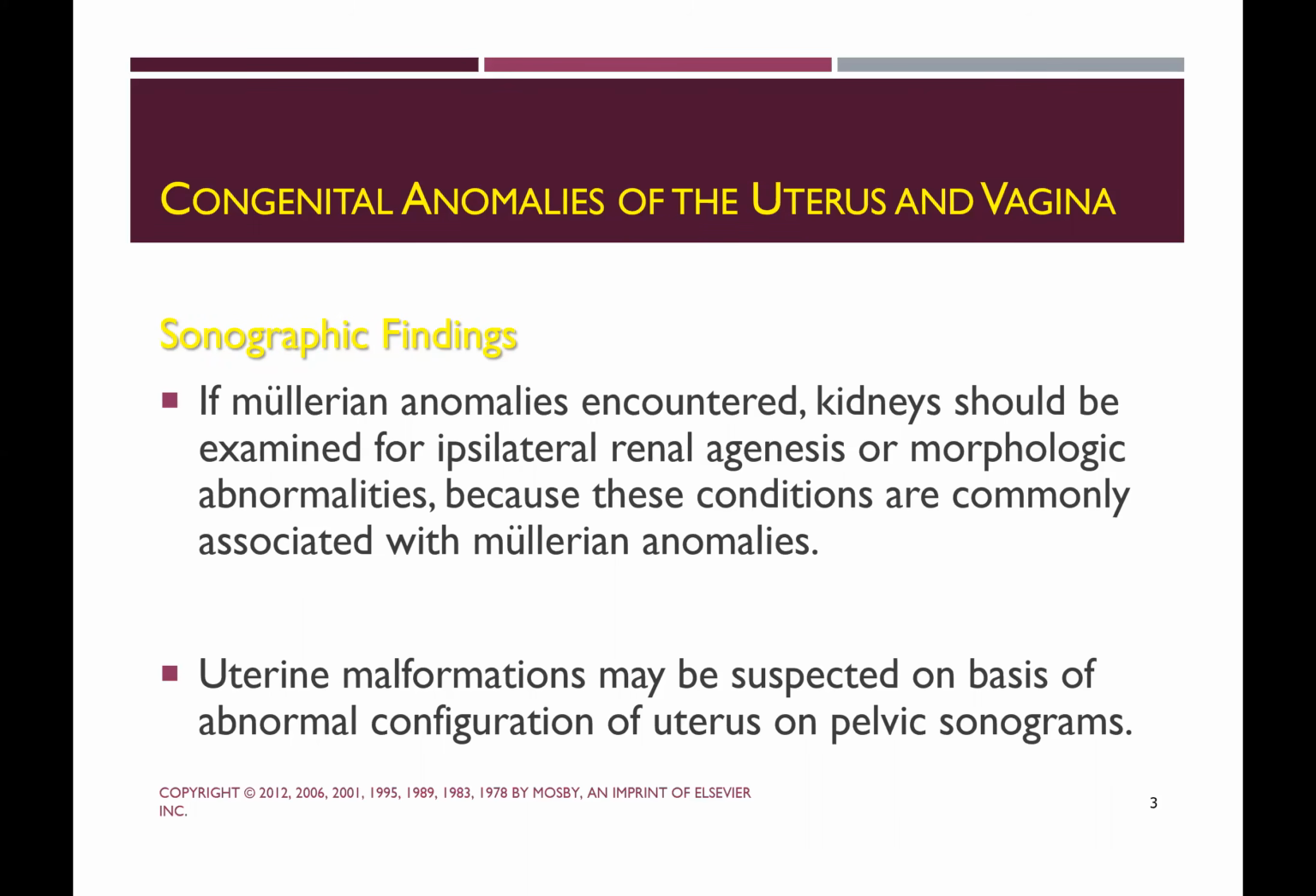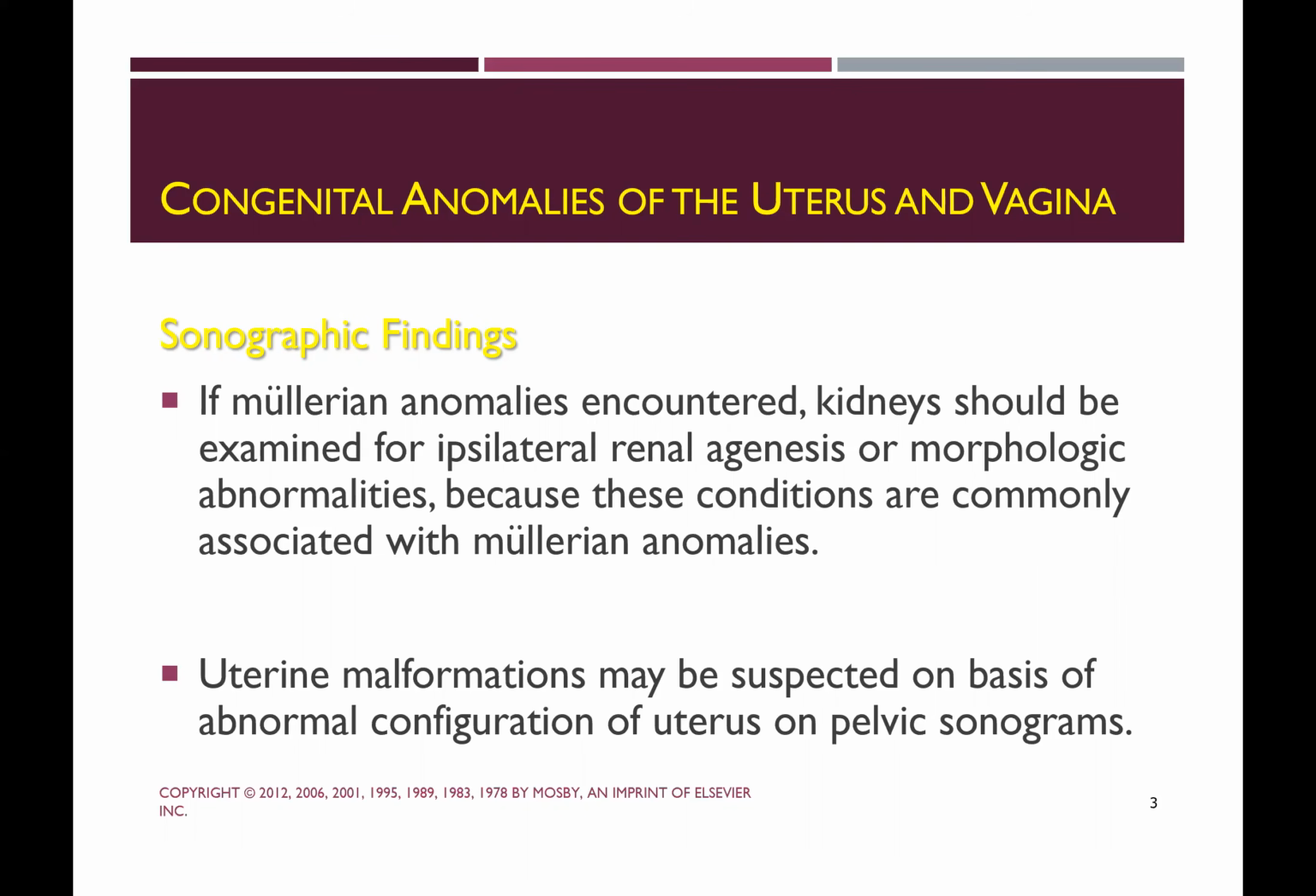If a mullerian anomaly is encountered, the kidneys should be examined for ipsilateral renal agenesis or morphological abnormalities, because these conditions are commonly associated with mullerian anomalies. And the reason is because the kidneys and the uterus and vagina develop at the same time.